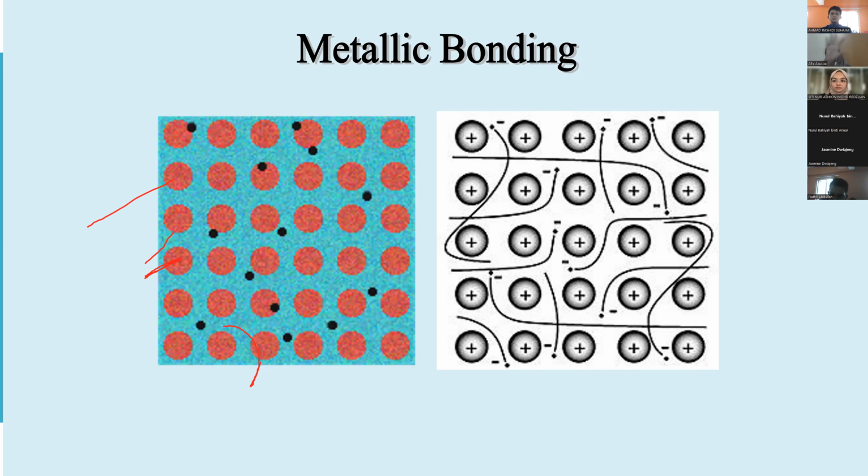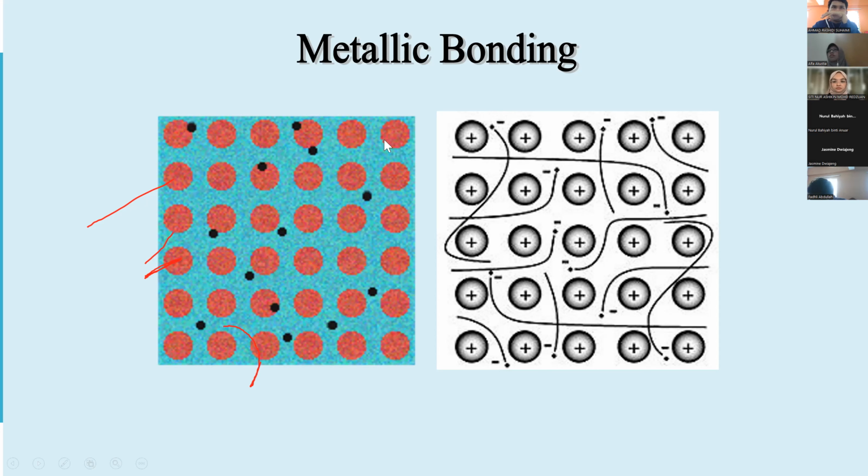The small black dots are the electrons. This is the sea of electrons, the cloud of electrons. You can see that the charge of the core is positive and the electron is negative. The interaction between positive and negative makes a metallic bonding. Of course, it only happens in metal. Non-metals do not have metallic bonding. It just happens in metal material.